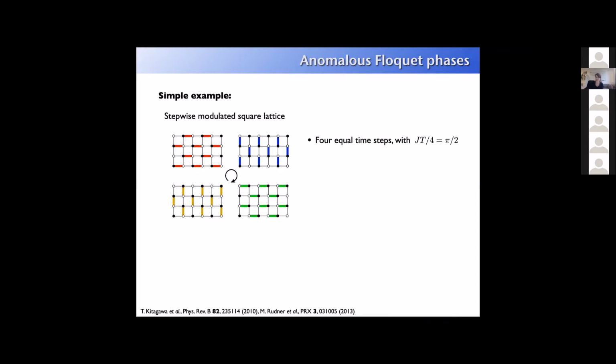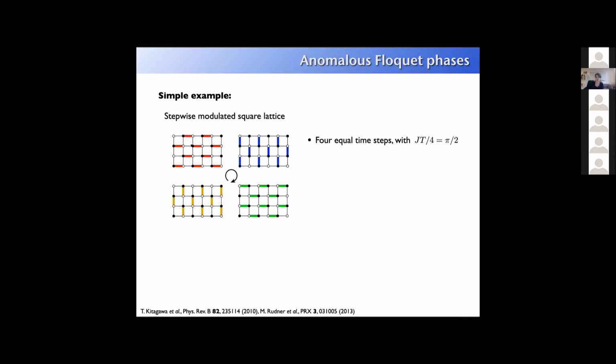This model is very simple and it's a fine-tuned example, but it illustrates nicely the properties of these anomalous Floquet phases. Assume that we have a bipartite square lattice where we can control the hopping along these colored bonds very precisely. Now we imagine that we have a four-step protocol where we turn on tunneling only along these colored bonds and we fine-tune it in a way that it corresponds to exactly one tunneling event.